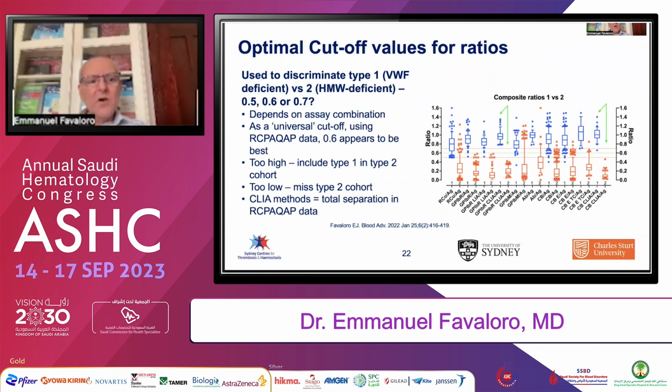I'm just showing you one slide on the optimal cutoff values for the ratio. As I indicated, the latest guidelines suggest a ratio of 0.7 preferred to 0.5. We also agree that 0.7 is preferred to 0.5, but we use 0.6, and that's the ratio recommended by the UK guidelines. And that seems to work better with our methodology, which is a CLEAR methodology. In the RCPA QAP data, we could see complete separation of type 1 versus type 2 von Willebrand disease cohorts using a CLEAR methodology and a cutoff of 0.6, and that clear separation was not achieved using any other assay combination.